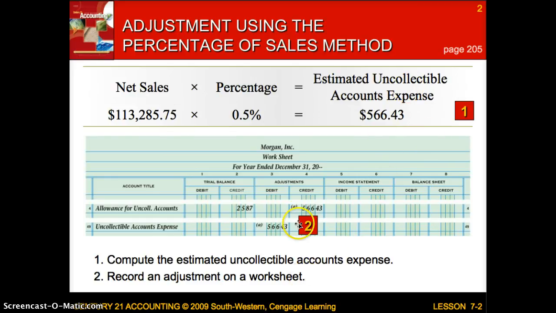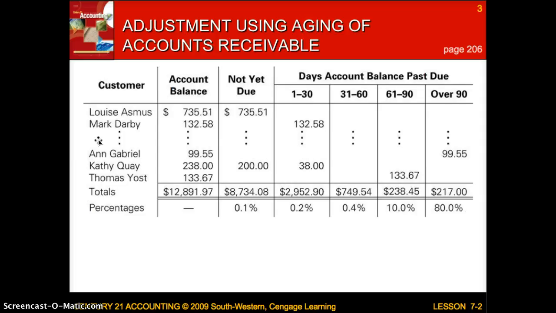So we need to compute that estimated uncollectible accounts expense and then record it as an adjustment on your worksheet. So you will go into your allowance for uncollectible accounts and credit there, and then you will debit your uncollectible accounts expense. Remember, your expense is debited, so debit uncollectible accounts expense, credit your allowance for uncollectible accounts.